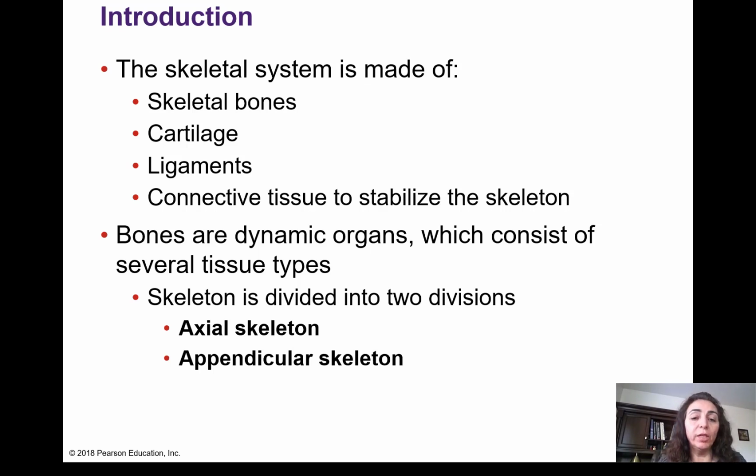Pay attention that those are dynamic organs and the surrounding environment and everything can affect them, which consists of several tissue types. So pay attention that getting back into the level of organization, we have bone tissue as a type of connective tissue that you already have seen in the connective tissue, and here in this chapter we're going to talk about that in more detail.